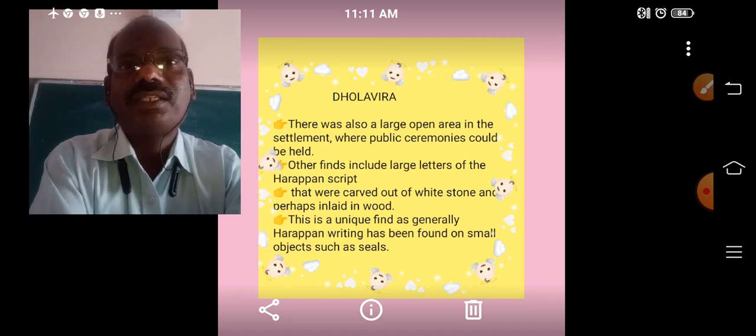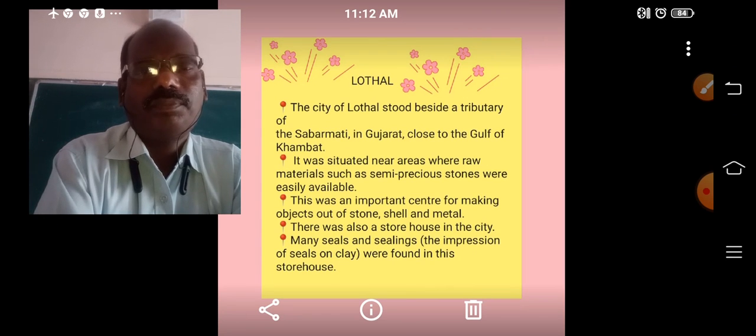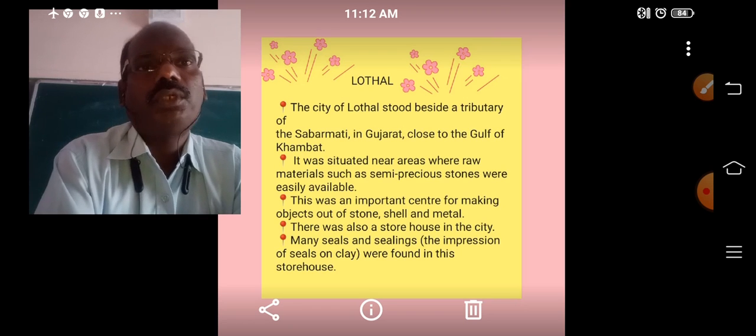The next site is called Lothal. Lothal is a city located beside a tributary of the Sabarmati. The Sabarmati river is very famous, and Lothal is located on the bank of one of its tributaries. It is in Gujarat, very close to the Gulf of Khambhat.